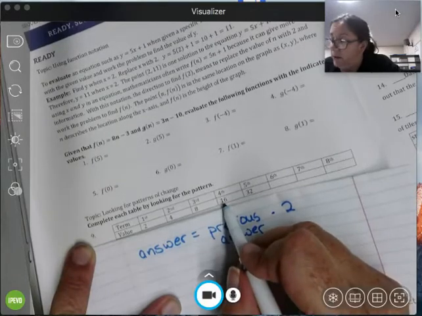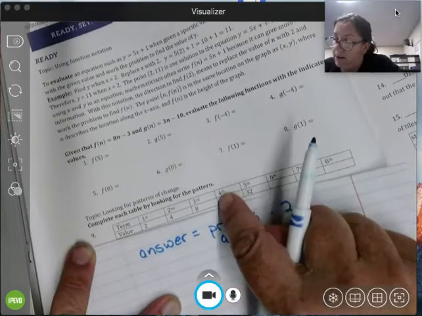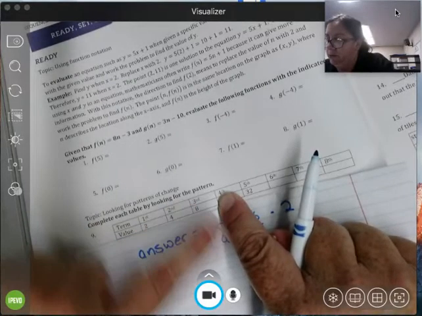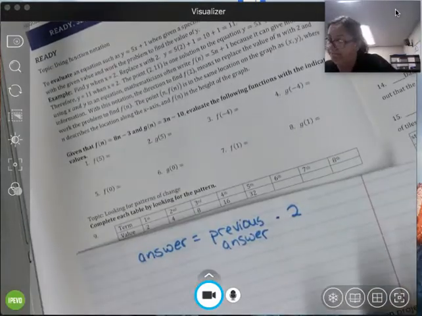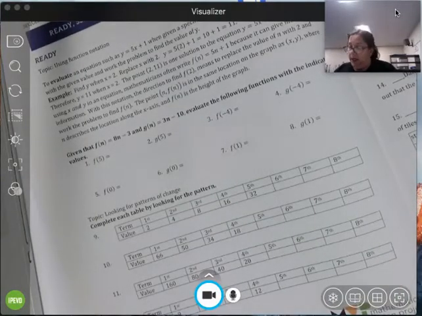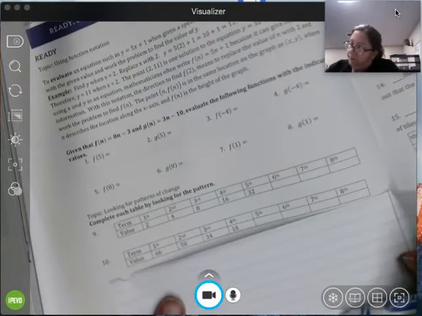If I wanted to know what the 4th term was, like pretend I didn't know, I would have to take the 3rd term, 8, and multiply it by 2. That's it. Now, number 10, we can write an equation for.